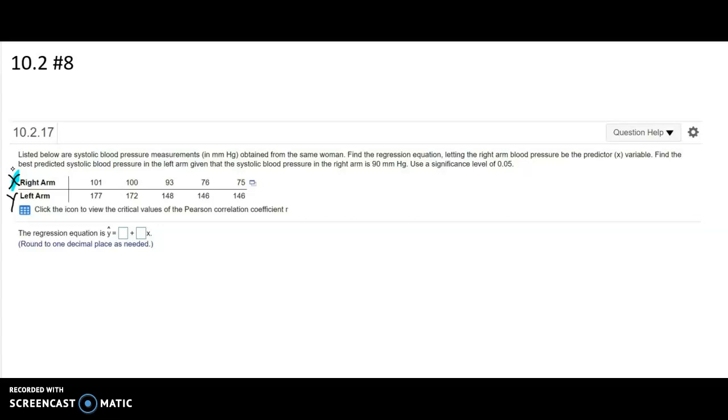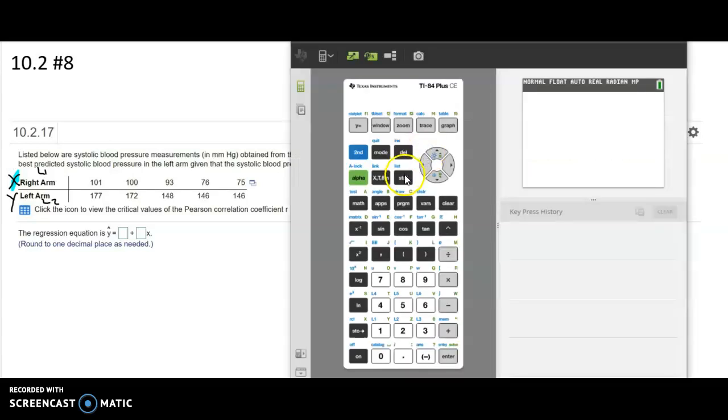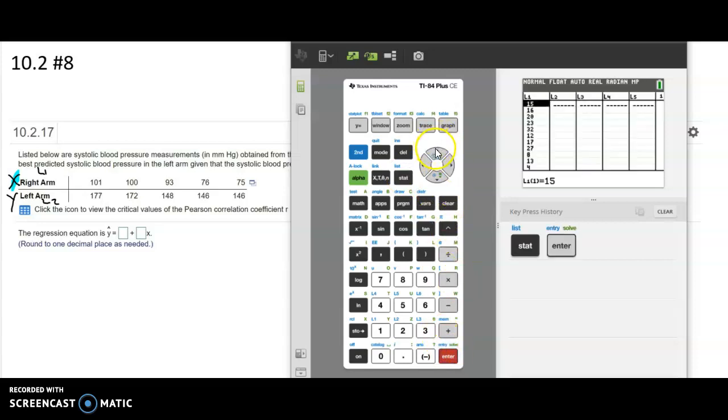In our calculators, that would mean our right arm values we're going to plug into list 1, our left arm values we're going to plug into list 2. So let's go ahead and do that. In my graphing calculator, I'm going to press stat and press enter on edit, and I'm going to clear what's in my list 1 by highlighting it, pressing clear, and then enter. Now in list 1, you're going to type in all of your values for the right arm. Go ahead and do that, and we'll check in together.